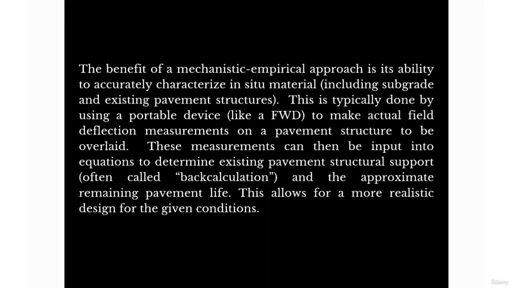So in summary, the benefit of the mechanistic-empirical approach is the ability to accurately characterize the in situ material, including subgrade and existing pavement structures. This is typically done by using a portable device like an FWD to make actual field deflection measurements on the pavement structure to be overlaid. These measurements can then be input into the equation to determine the existing pavement structure support, often as a back calculation, and the approximate remaining life of the road. This allows for a more realistic design for the given conditions.